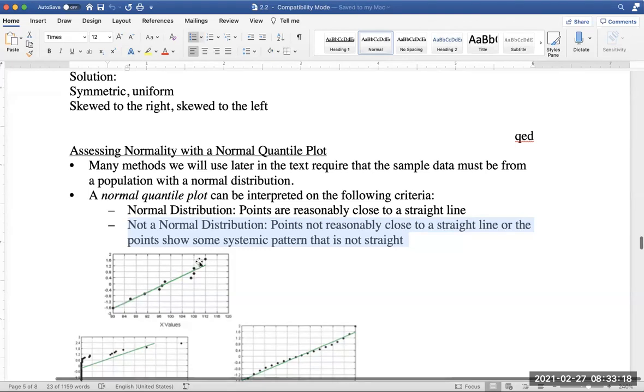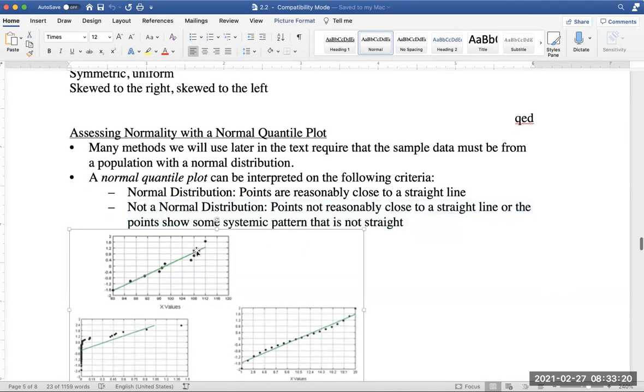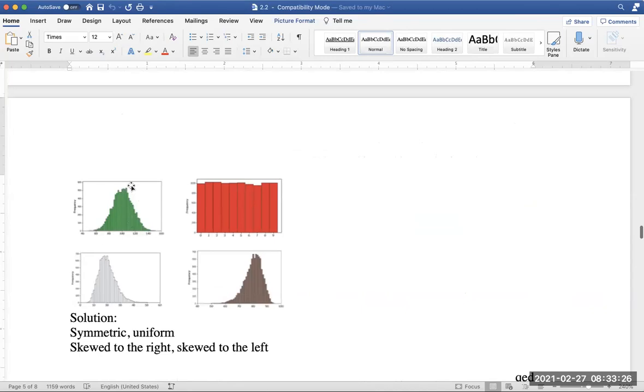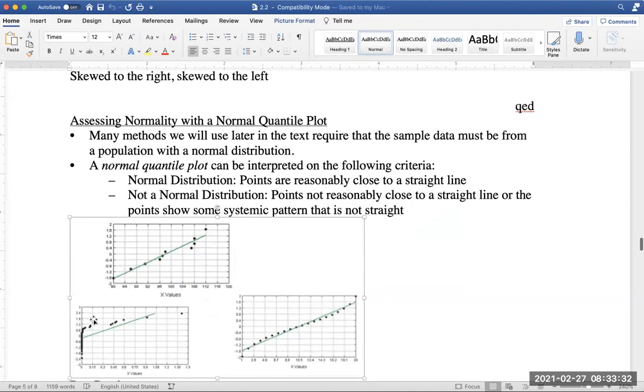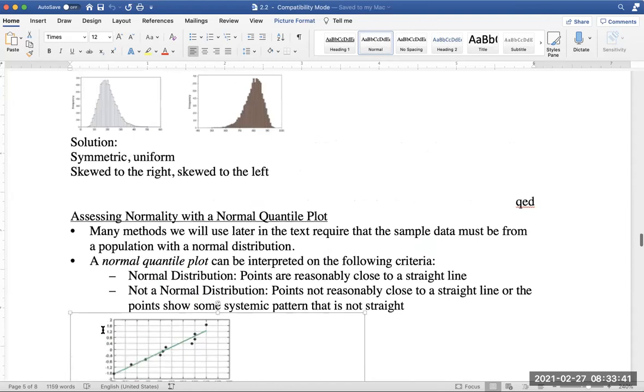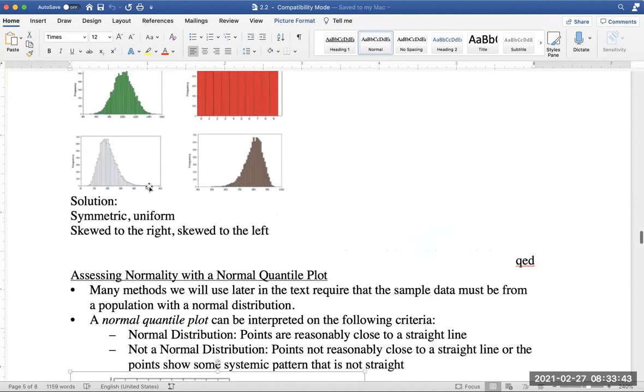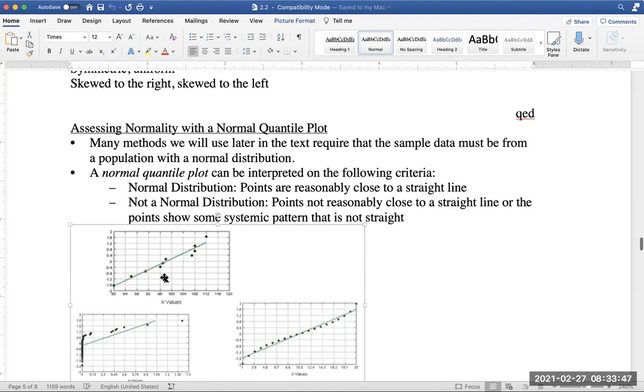So this looks reasonably close to this straight line. So this is a normal distribution. It's actually this guy up here. So yeah, it looks like a normal distribution. This one here is not a normal distribution. It does not look like it's on the line. It's this one here. And so no, this does not look like it's on the line.